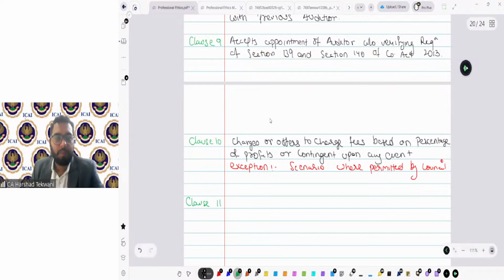Clause 11 talks about a chartered accountant who engages in any business or occupation other than the profession of chartered accountant, unless permitted by the council. Then he will be held guilty of professional misconduct. So if you engage in any business other than the profession of chartered accountant, you will be held guilty of professional misconduct.